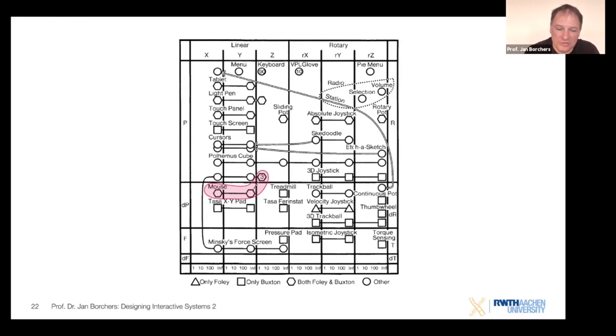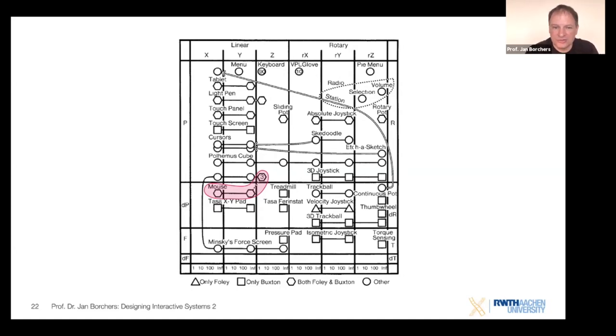There are lots of other devices placed in here, light pens, tablets, a standard keyboard, for example, near the top. Take a look at the paper and find these devices in there and think about why they are placed in that space.